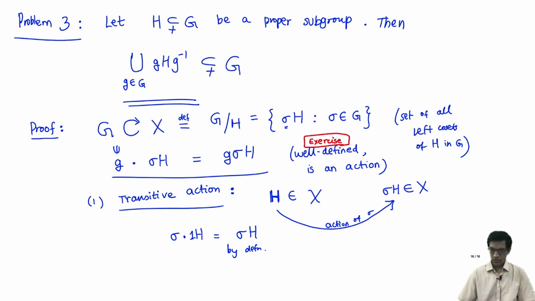Okay, so what does that mean? It means that every coset lives in the orbit of this element H, which means that the orbit under this group action G for this element H is in fact the whole set X. Okay, so therefore it's a transitive action. There is only a single orbit.